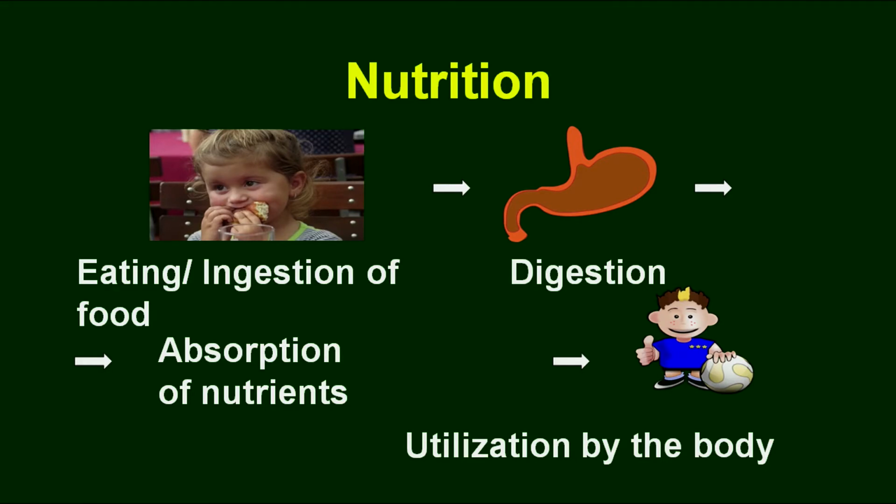Then it reaches the different cells of the body where it is utilized, and then it provides the energy and whatever nutrients are required at different places of the body for different activities. In that form, the body utilizes the food.